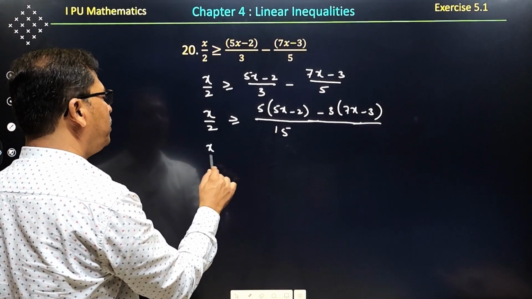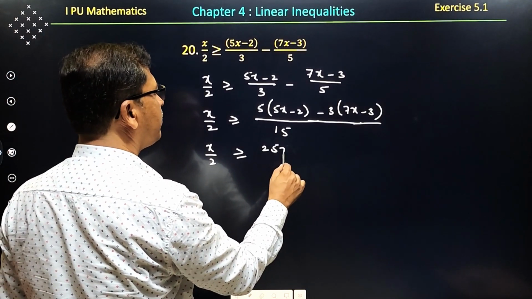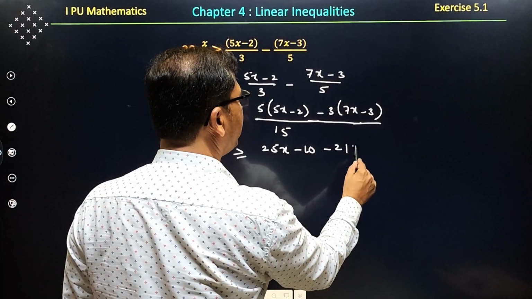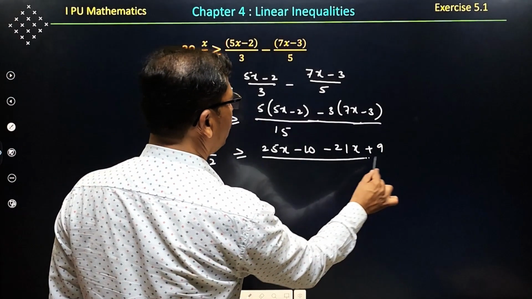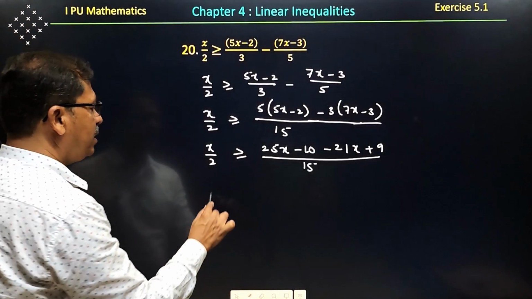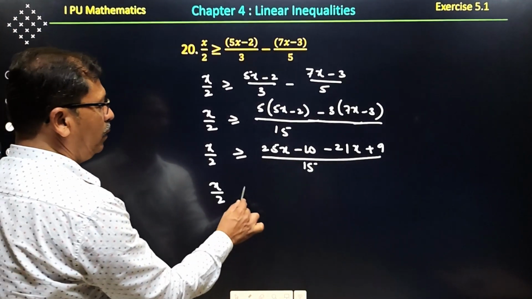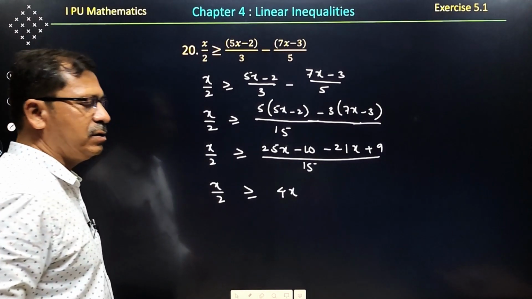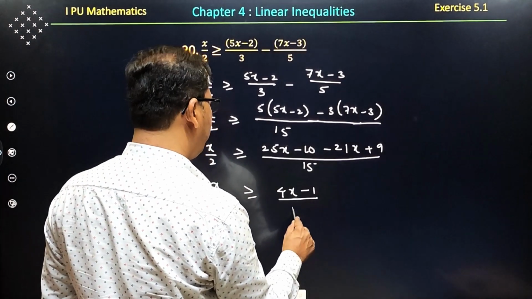So x divided by 2 is greater than or equal to 5 5s are 25x, minus 5 2s are 10, 7 3s are 21x, and minus into minus plus 3 3s are 9, so whole divided by 15. Okay. Now let us simplify this. x divided by 2 is greater than or equal to 25 minus 21, which is 4x, minus 10 plus 9, which is minus 1, divided by 15.